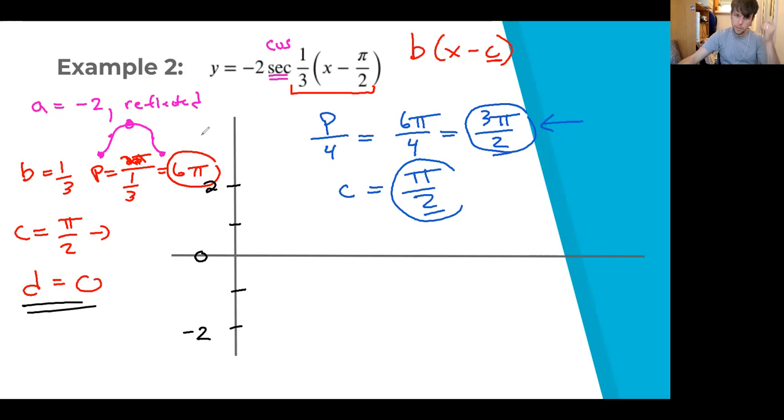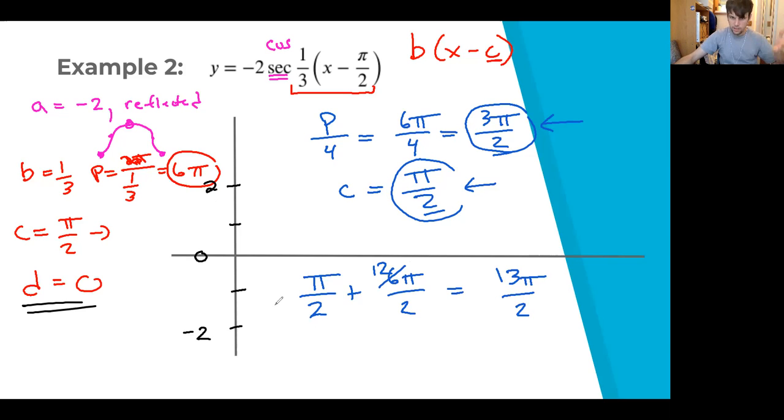Now that's a bit of a headache. That's a small increment relative to our period, right? Our period is 6 pi. That's like 12 times bigger than this. That's fine. So we're going to start at pi over 2. That's where we start. And we need to move 6 pi to the right of that. That's where we're going to end. So let's figure out where we're going to end. So pi over 2 plus our full period of 6 pi. 6 pi is the same thing as 12 pi over 2. Just get a common denominator here. Pi over 2 plus 12 pi over 2 is 13 pi over 2.